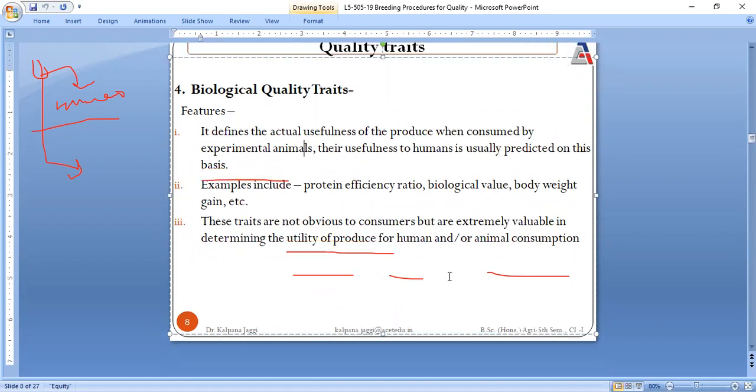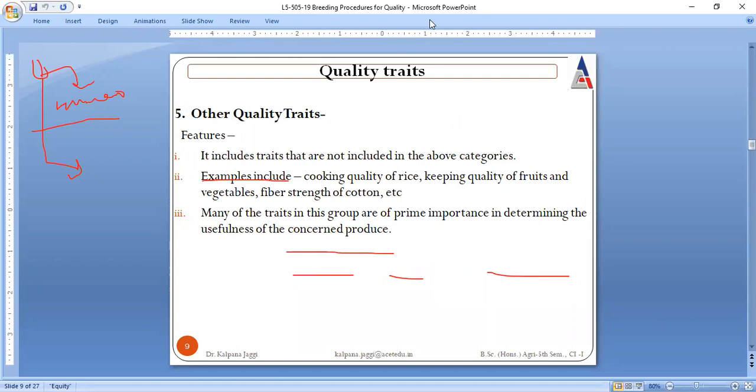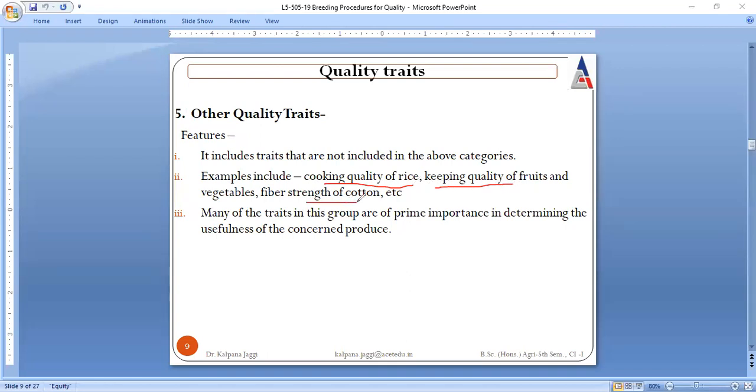The next is other quality traits. What are the other quality traits? These are the traits other than morphological, other than nutritional, other than biological, other than organoleptic. And these traits won't include any trait discussed in the above categories. Here we simply talk about the cooking quality of rice, keeping quality of fruits and vegetables, and fiber strength of cotton. Many of the traits in this group are of prime importance, and these are helpful in determining the usefulness of the concerned produce.